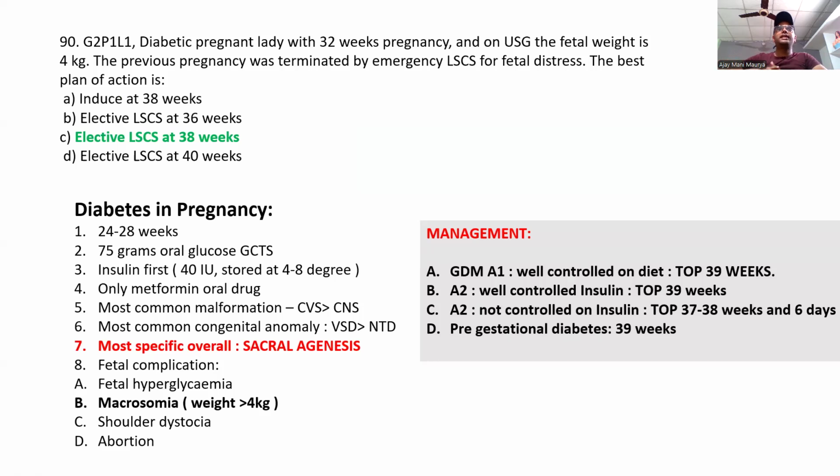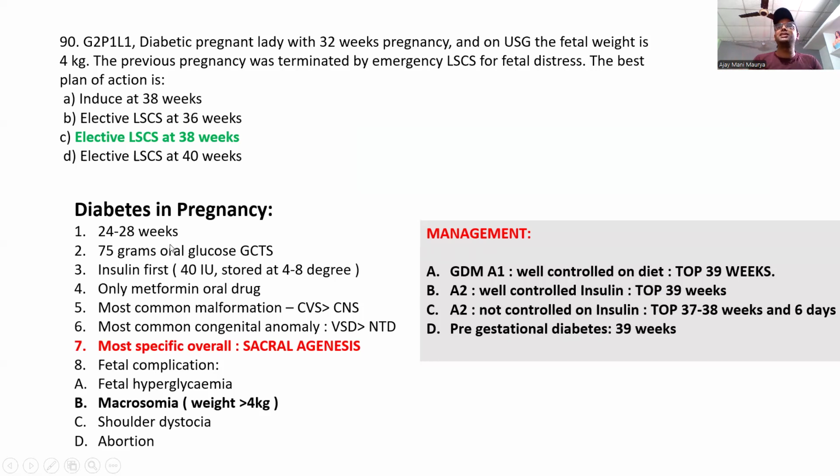A diabetic lady with 32 weeks of pregnancy, and on ultrasound the fetal weight is 4 kg. 4 kg is a case of macrosomia, guys. For macrosomia you have to do an elective LSCS at 38 weeks. Please study this one, guys. This is going to be a very important one, diabetes in pregnancy.